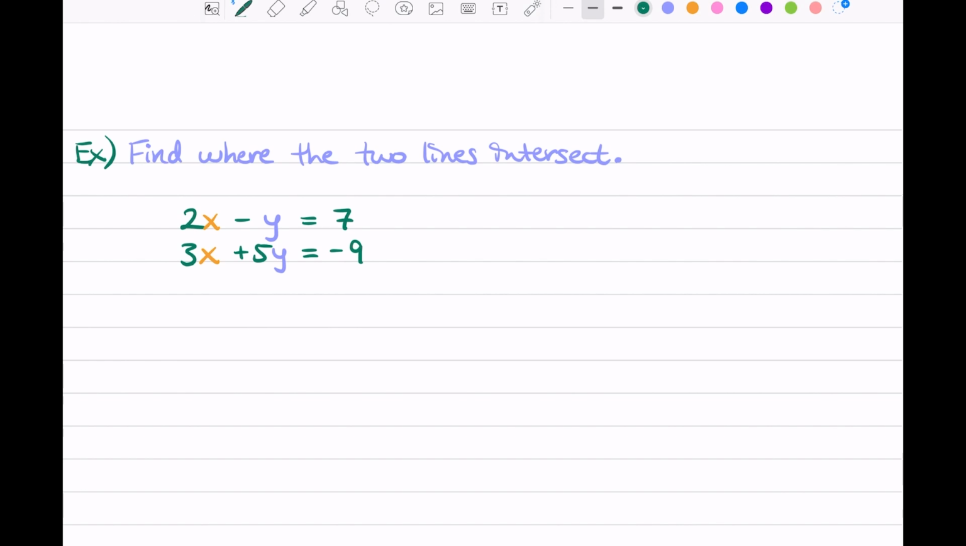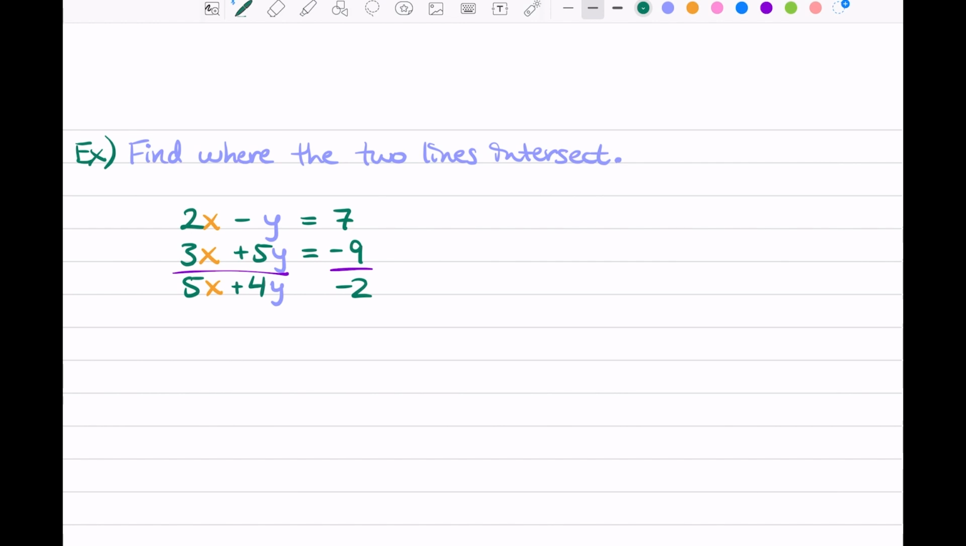So if we try adding up the pieces on the left side and the pieces on the right side, like we did in the previous problem, we're going to run into a bit of an issue. We'll have 2x plus 3x, which gives us 5x, and we have minus y plus 5y, which gives us plus 4y. And on the right side, we have 7 minus 9, which gives us negative 2. So we added up the pieces on the left side and the pieces on the right side, and this is what we have. However, this is not what we want.